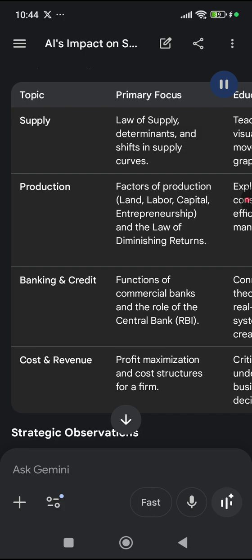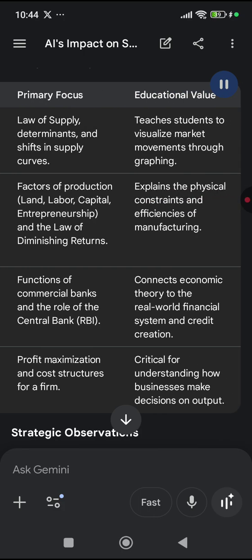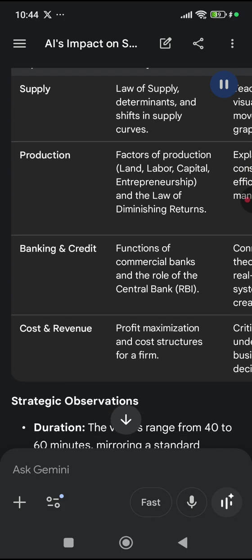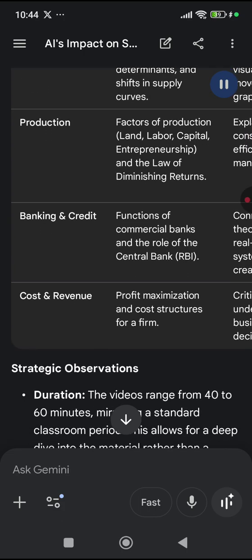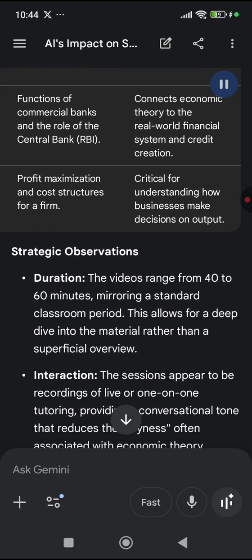Banking and credit: functions of commercial banks and the role of the central bank, RBI. Connects economic theory to the real-world financial system and credit creation. Cost and revenue: profit maximization and cost structures for a firm. Critical for understanding how businesses make decisions on output.